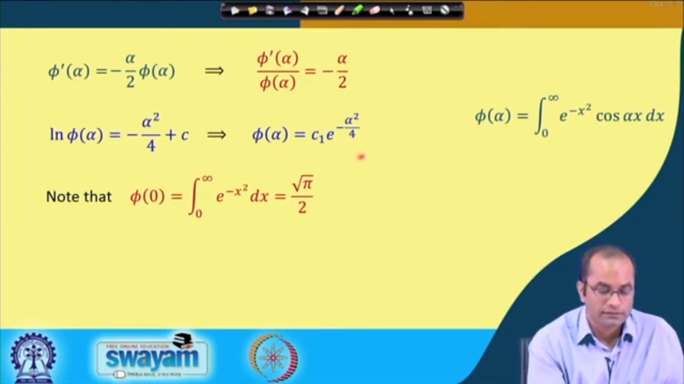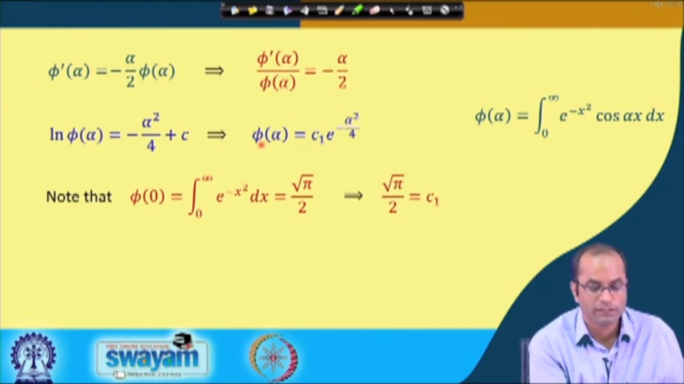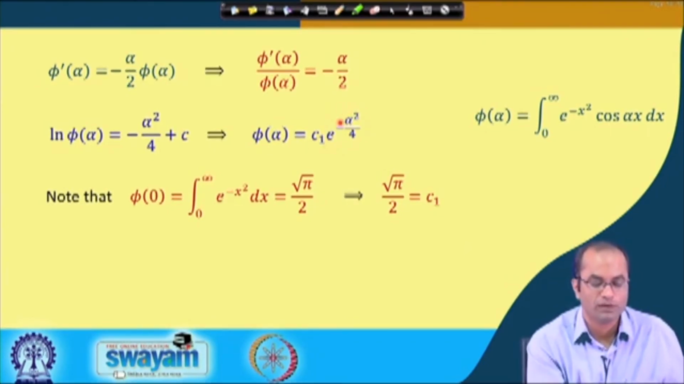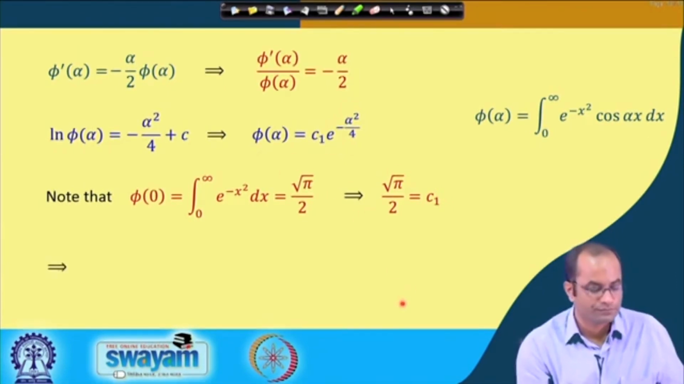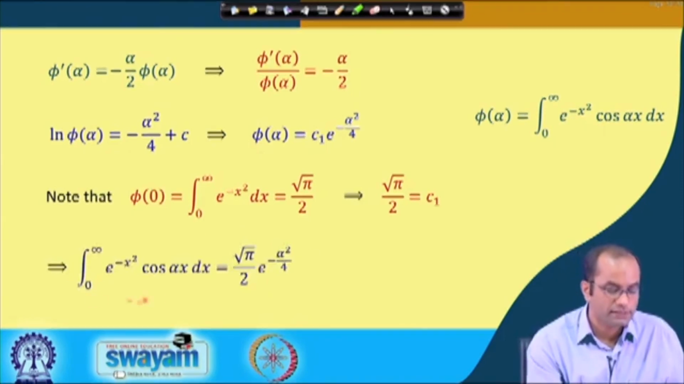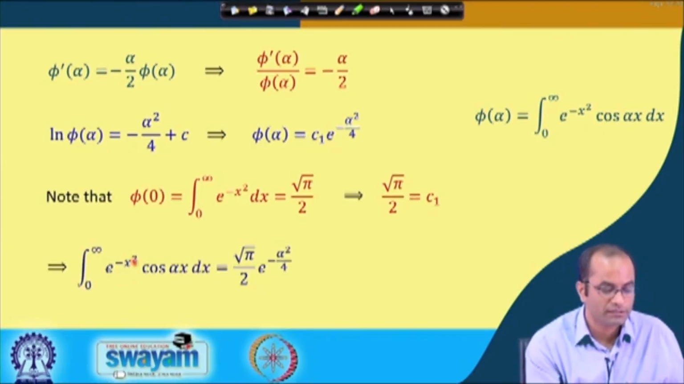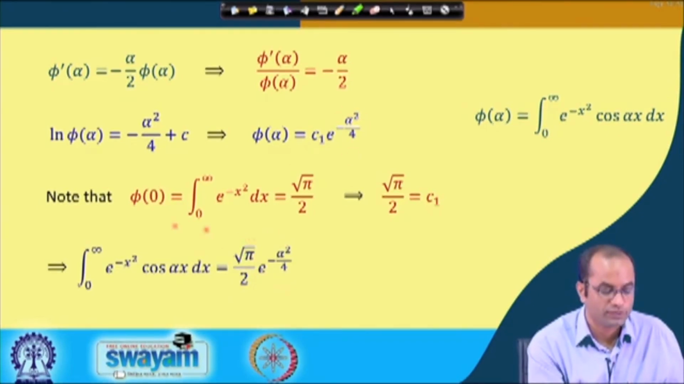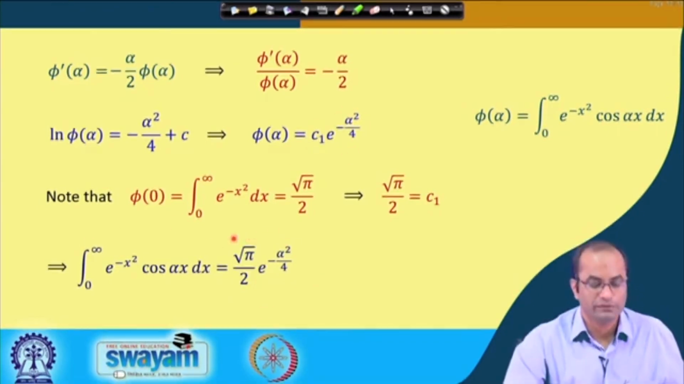So, by this we can now compute the c 1. The c 1 will be square root pi by 2, because when we put alpha 0 here, this e power minus alpha square by 4 will become 1. We have c 1 on the right hand side, and this will be square root pi by 2. So, this implies that the integral 0 to infinity e power minus x square cos alpha x dx will be equal to square root pi by 2 and e power minus alpha square by 4. That is the value of the integral we want to evaluate.